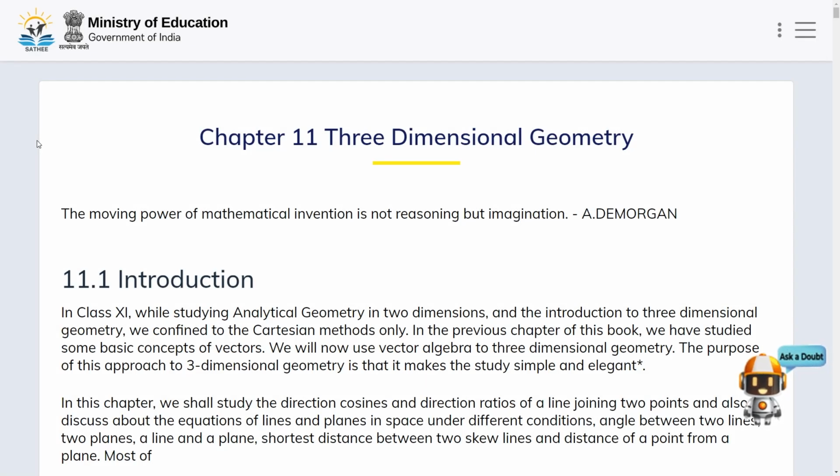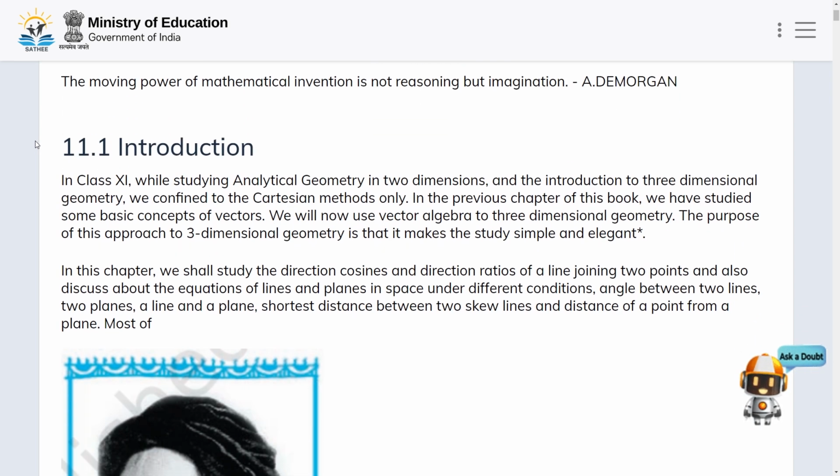Today we will be starting a new chapter, 3-dimensional geometry, chapter 11, class 12. So let's jump right to our chapter. Let's see some of the introduction part. In class 11, you studied some geometry, that is, two dimensions. And in this introduction to 3-dimensional geometry, we are confined to the Cartesian methods only.